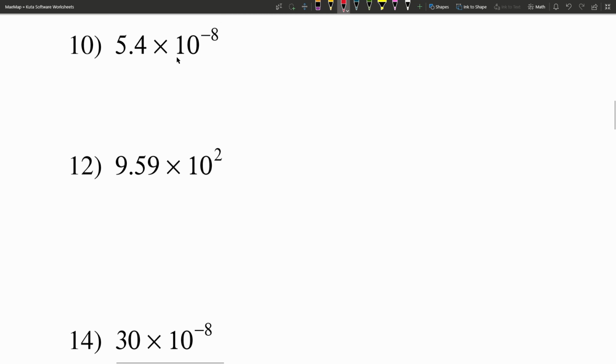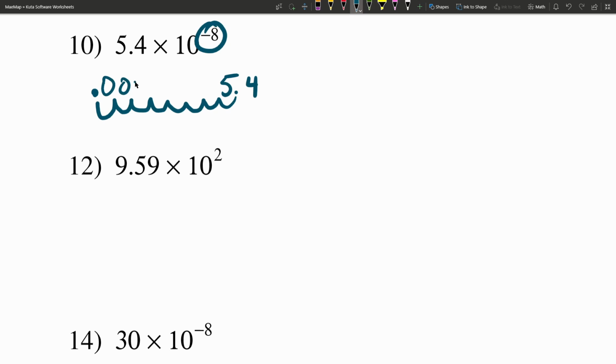For number 10, we have our first negative exponent for this set of directions. When we have that negative exponent, that means we're taking our decimal and moving it to the left. So we have 5.4, and we're moving it to the left 8 times. So 1, 2, 3, 4, 5, 6, 7, 8. So putting my decimal here and filling the rest in with zeros, you can see that 5.4 times 10 to the negative 8 is indeed smaller than that 5.4.